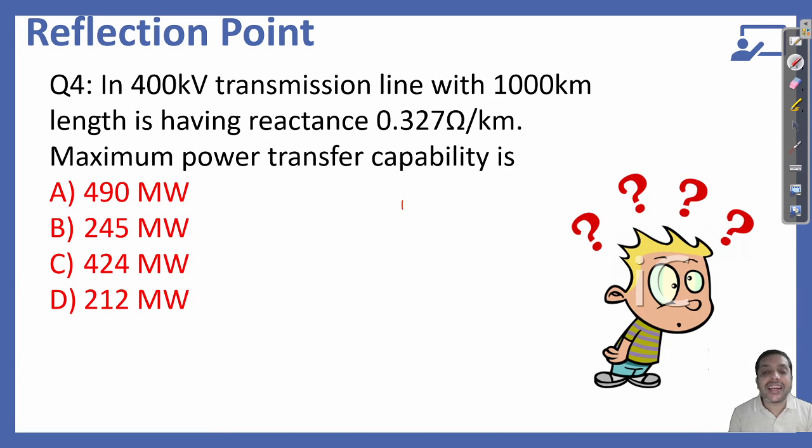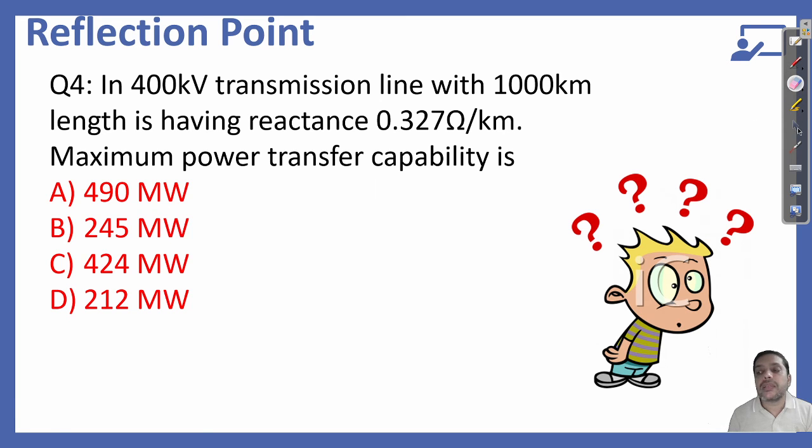Hope you got the correct answer. What I have asked here is Pmax equal to V square upon X into L sine delta. Sorry, sine delta will not come in this formula because delta is equal to 90 degrees. So it is 400 square, obviously it is kilo, so kilo square is mega, divided by X, which is 0.327, into line length, which is 1000 kilometer. So calculate it.